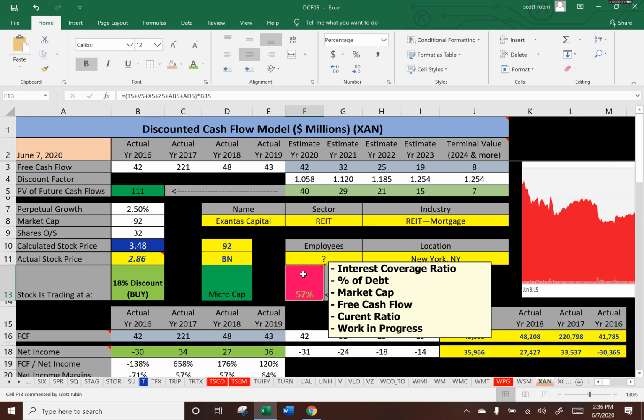The way I calculate it is I use the interest coverage ratio, the percentage of debt, the market cap, the free cash flows, and the current ratio. And I blend those all together and come up with a probability of default.